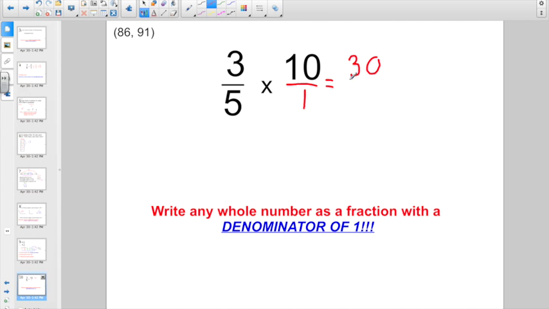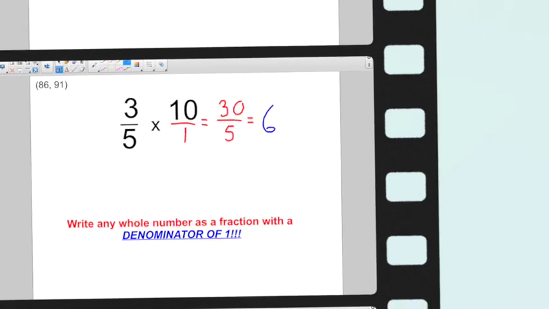Denominator times denominator. 5 times 1, that's going to give us 5. But I have an improper fraction. I don't want to leave it as 30/5. How many times does 5 divide into 30? The answer there is 6 whole times.